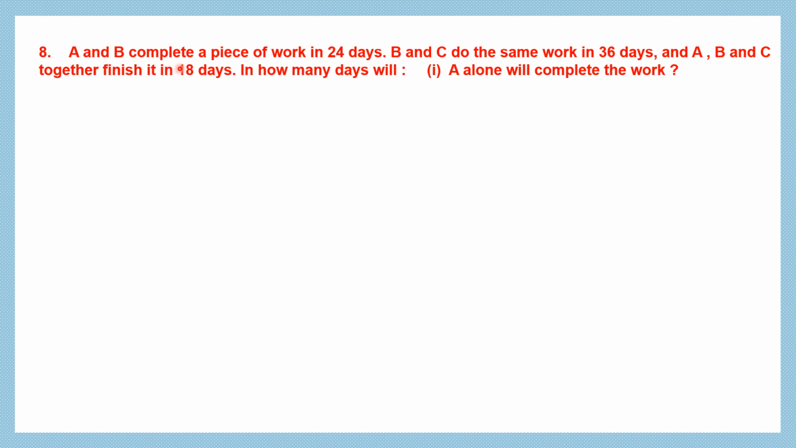Question 8. A and B complete a piece of work in 24 days. B and C do the same work in 36 days and A, B and C together finish it in 18 days. In how many days will A alone complete the work? This is our question. So first let's look at what we have.